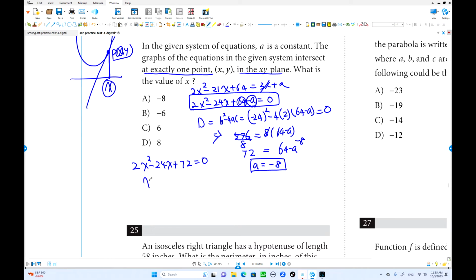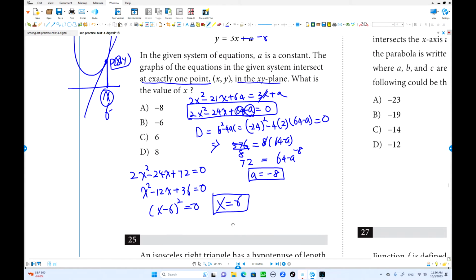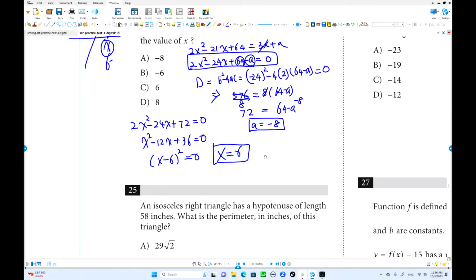When you divide by 2, x squared minus 12x plus 36 equals 0, okay? You know this is x minus 6 squared equals 0, isn't it? That is a perfect square trinomial, right? Okay, so x equals 6, that's it, okay? One number. Or you can use the quadratic formula, it doesn't matter, okay? That is number 24. Remember, they're not asking you the value of a, they're asking you what? The value of x of the intersection, okay?